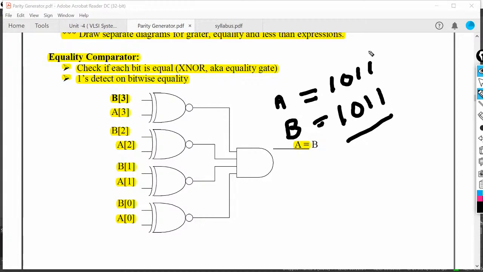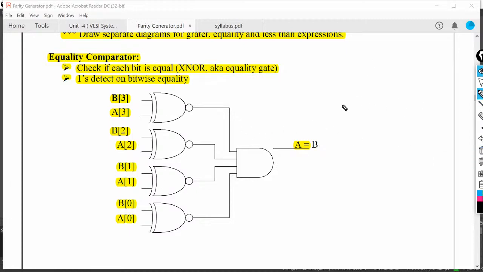Here the last bit represents a0, this one is a1, this one is a2, and this one is a3, and the same for b0, b1, b2, and b3. When we put these bits into this XOR logic gate, we will get output as 1. It means that the magnitude comparator provides output equal to 1 only when the input numbers are equal.